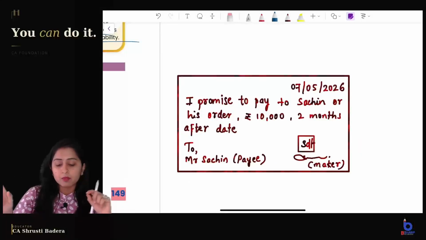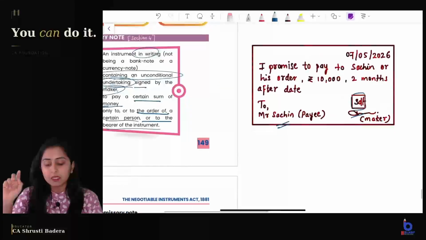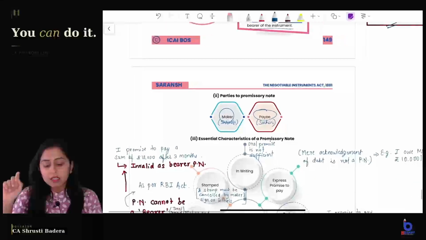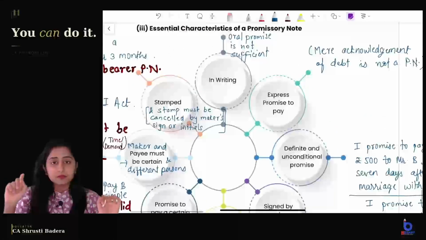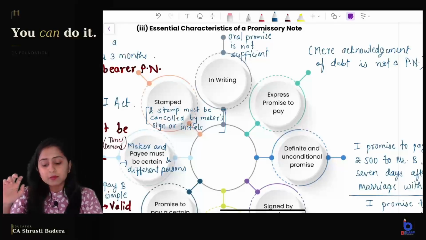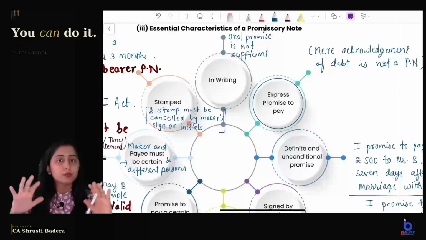I am writing, I promise to pay to Sachin or his order rupees 10,000 2 months after date. Right? So I have signed here, I have put up the stamp, and I have mentioned the name of the payee. In this case, maker is Shrusti and payee is Sachin. What are the characteristics of a promissory note? Always in writing, an oral promise is not sufficient. Express promise to pay is important. Mere acknowledgement of debt is not a promissory note.